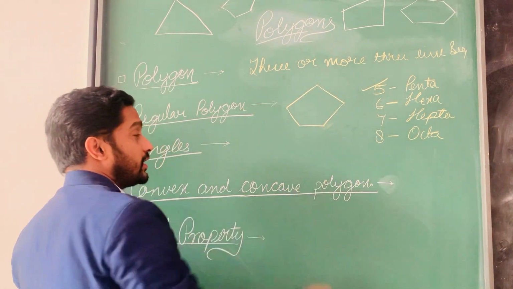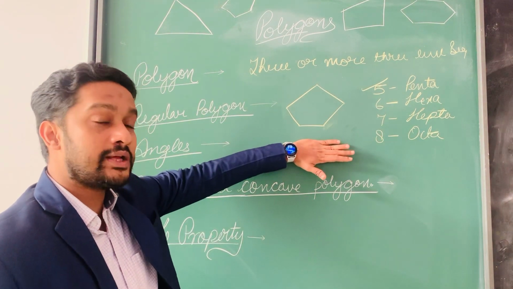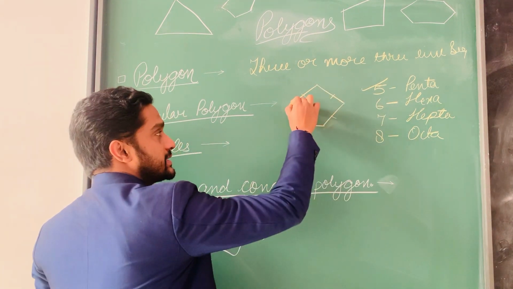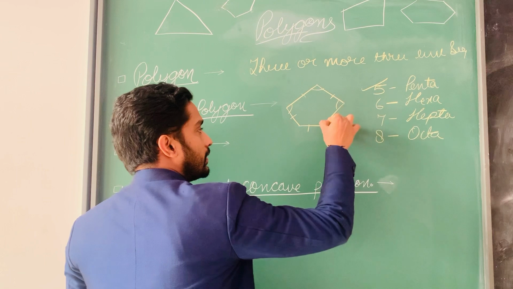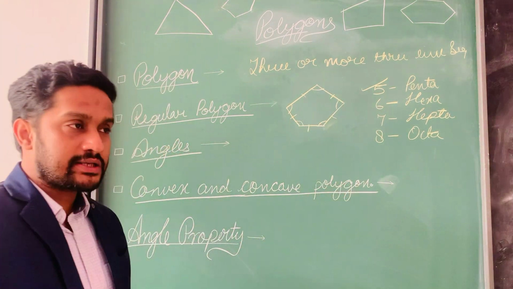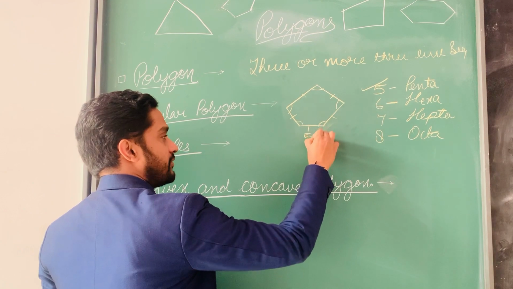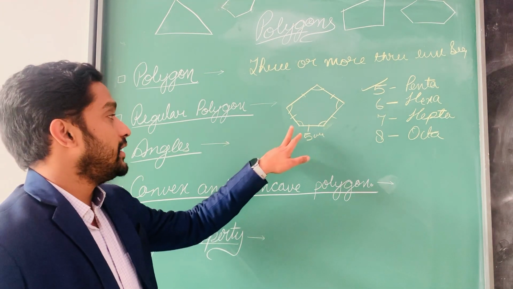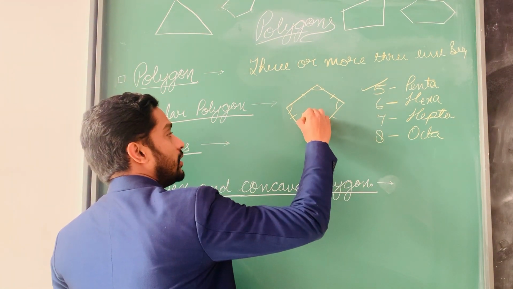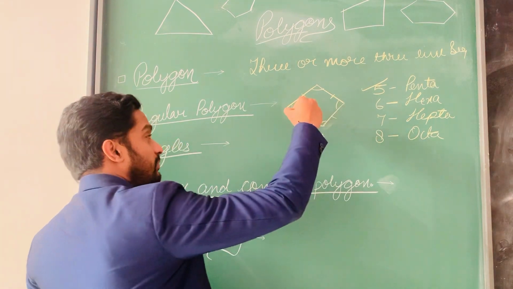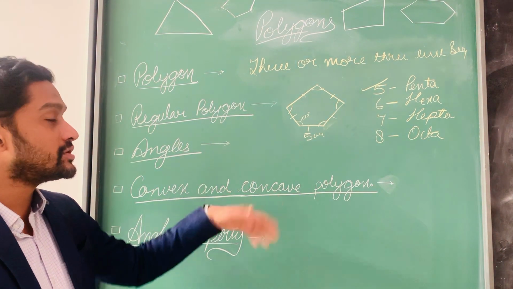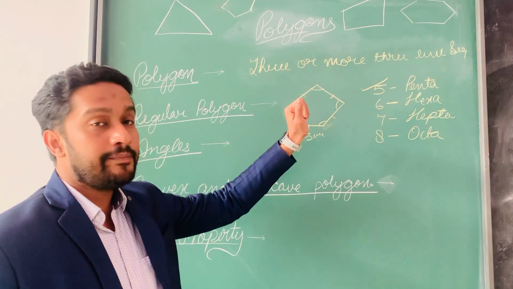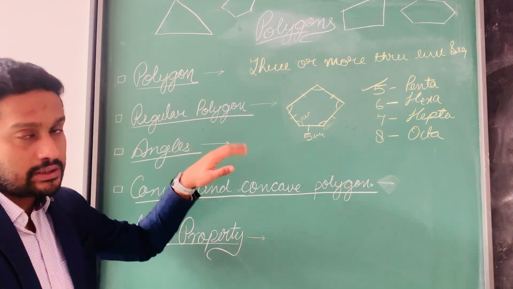So this pentagon we can call a regular pentagon only when all sides are equal and each angle is also of the same magnitude. Example, if I am taking this side as 5 cm, then all sides will be 5 cm. And if I am taking an angle as 100 degrees, then all angles will be 100 degrees. So regular polygons are those polygons in which all sides are equal and its angles are equal in magnitude.